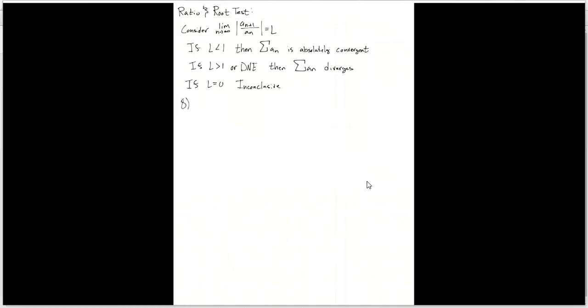Number 8. The sum from n equals 1 to infinity of negative 10 to the n over 4 to the 2n plus 1 times n plus 1. So take a minute, see what you can do, apply the ratio test, and we'll talk about it.